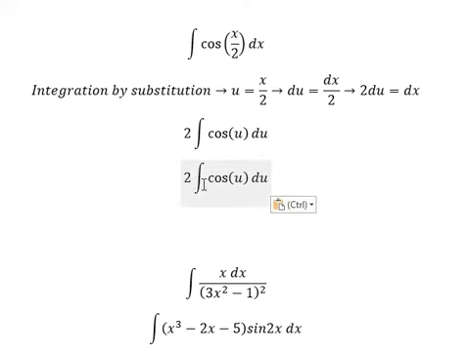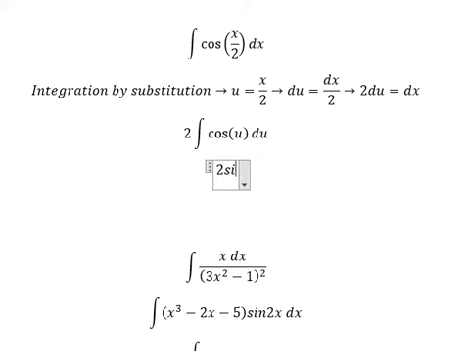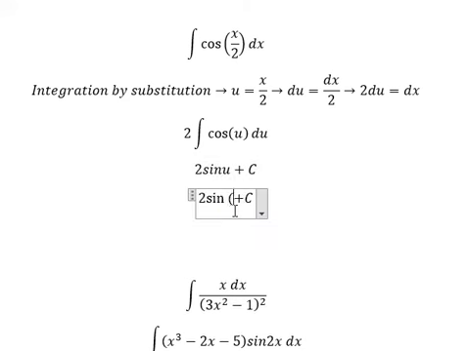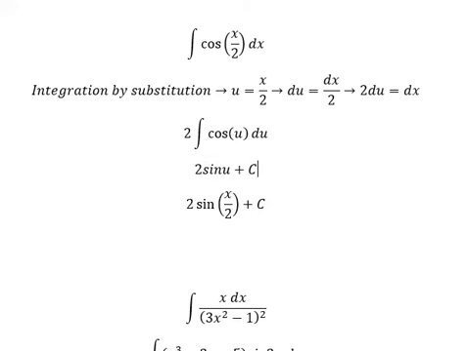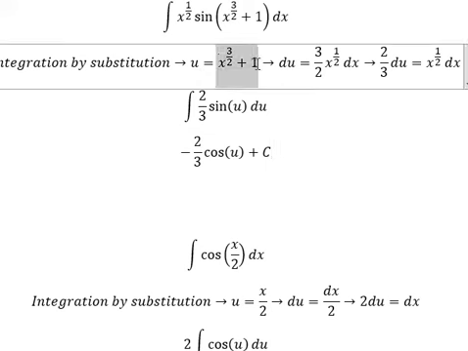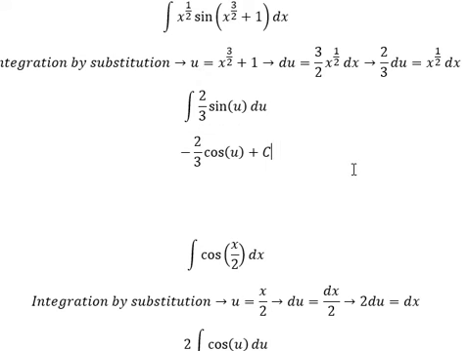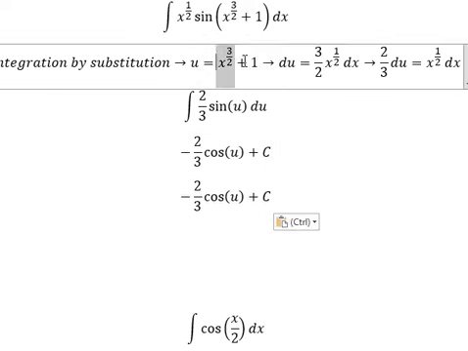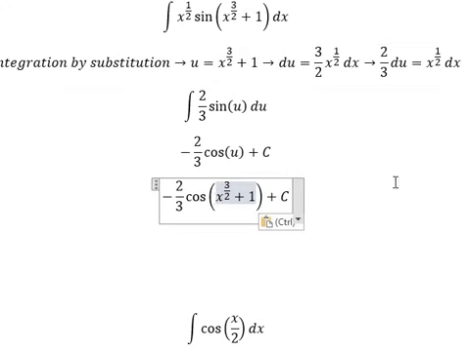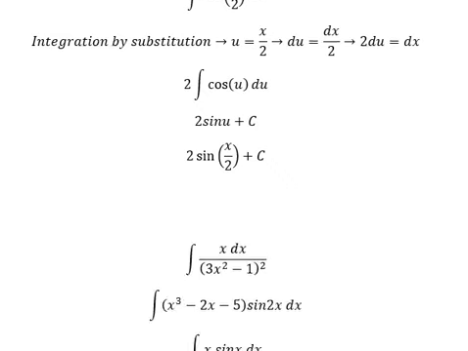The integration of cosine u, you got sine u, and we put c, that's the constant. About u, that's s over 2. And this one I forgot, we need to change back to this one in here. And that's the final answer for question 1 and question 2.